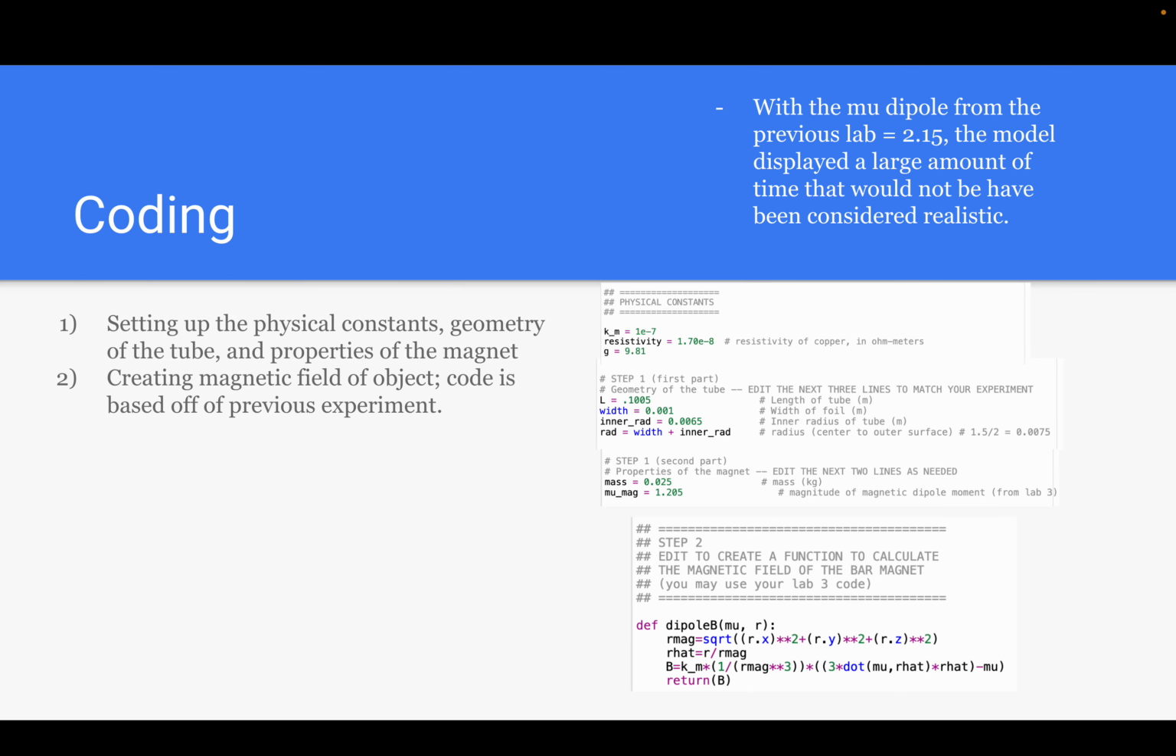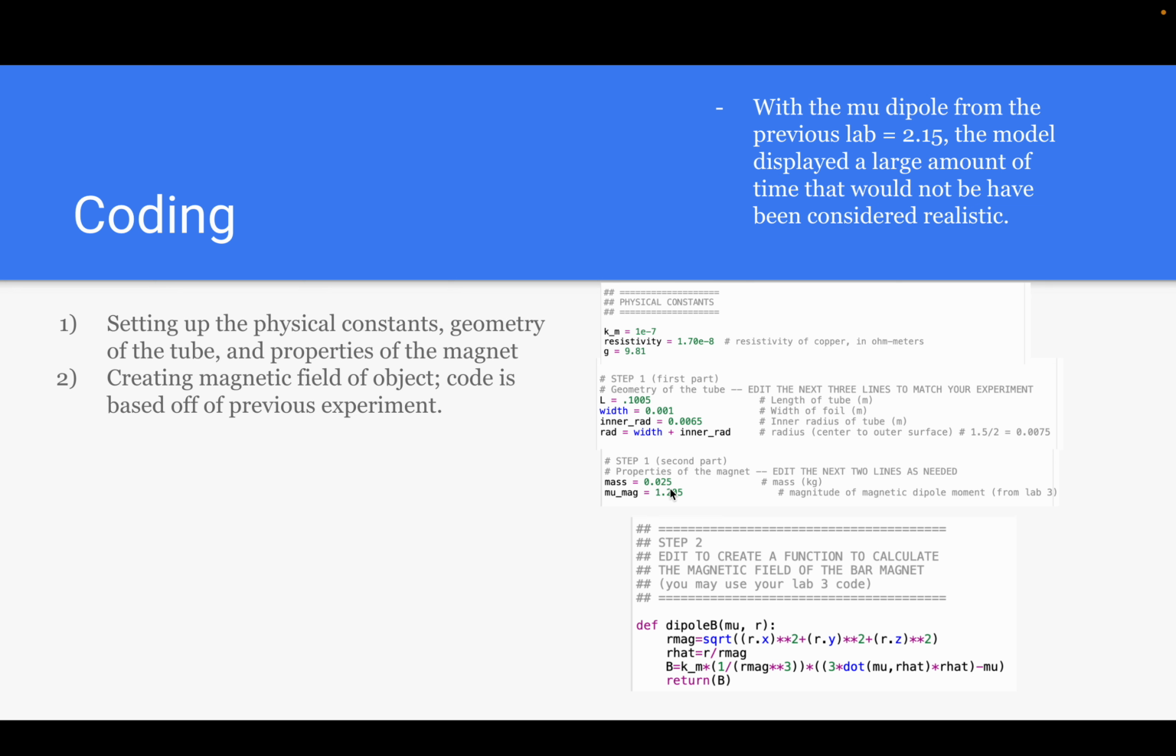So the coding portion of the lab, here we are setting up the physical constants, geometry of the tube, and properties of the magnet. So for the physical constants, the resistivity had to be changed from aluminum to copper. This is the dimensions of the tube. It should be noted that the length of the tube was 1 meter, around 1 meter. However, to account for time and to make the program run a little faster, we divided length by 10.